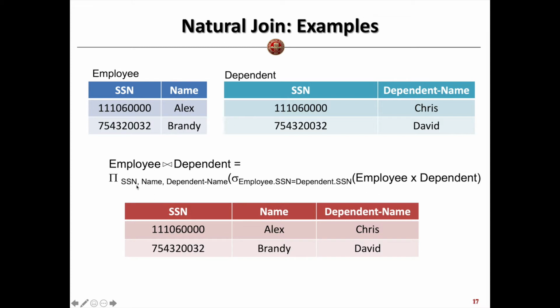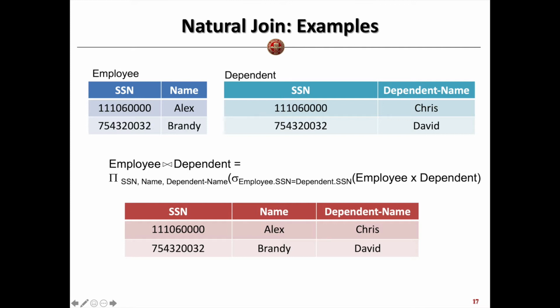And formally we can represent the output of this natural join between these two tables as shown at the bottom. The schema is SSN, name, dependent name. We only have three attributes, right? Because this SSN is duplicated, we have only one here in the output. And for all the data tuples, before we calculate the selection, the product will be 2 times 2. It should be 4 rows, right?